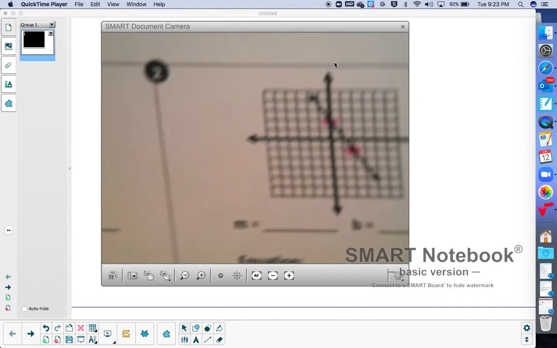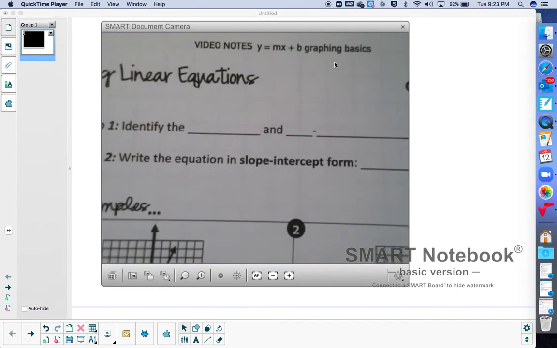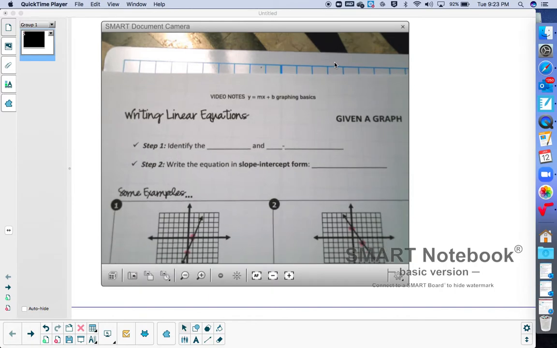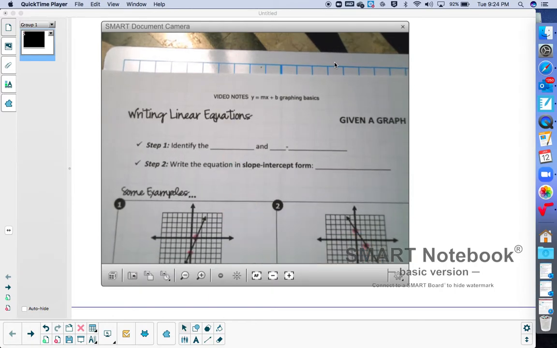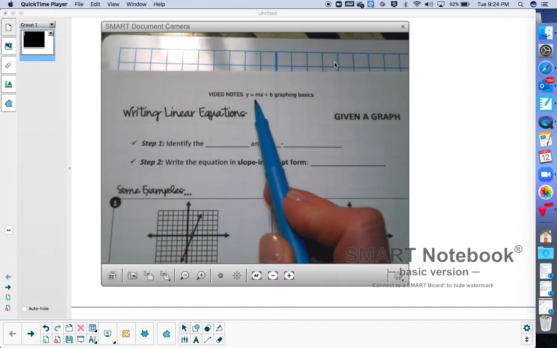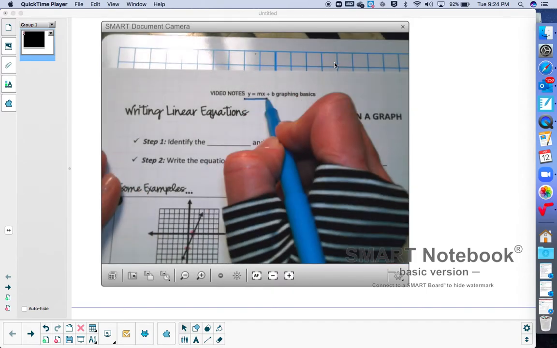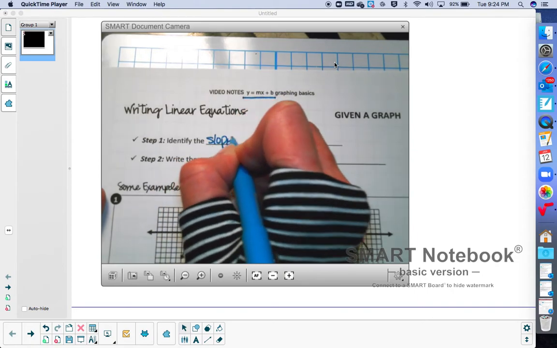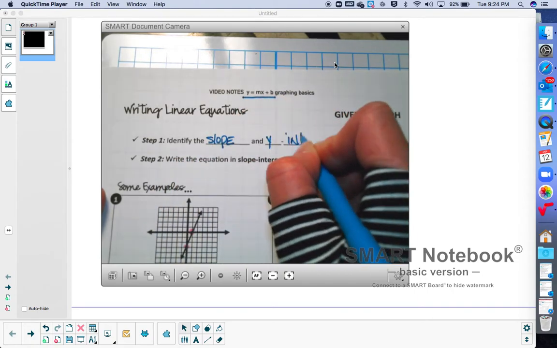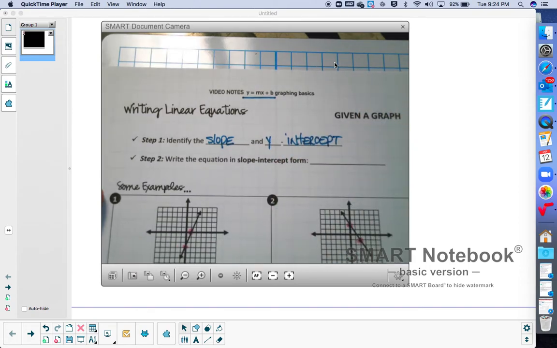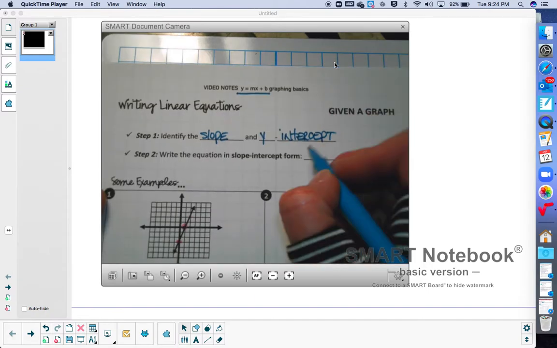I'm going to move to the next page. And here you're given a few, I'll zoom the camera out, a few little hints or steps for writing the linear equation in slope-intercept form. Here's your generic model at the top. You need to identify the slope and the y-intercept when you're looking at the graph, and then write the equation in slope-intercept form.